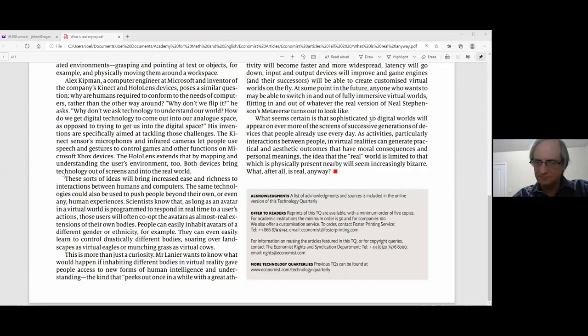These sorts of ideas will bring increased ease and richness to interactions between humans and computers. The same technologies could also be used to push people beyond their own or even any human experiences. Scientists know that as long as an avatar in a virtual world is programmed to respond in real time to a user's actions, those users will often co-opt the avatars as almost real extensions of their own bodies. People can easily inhabit avatars of a different gender or ethnicity, for example. They can even easily learn to control drastically different bodies, soaring over landscapes as virtual eagles or munching grass as virtual cows.